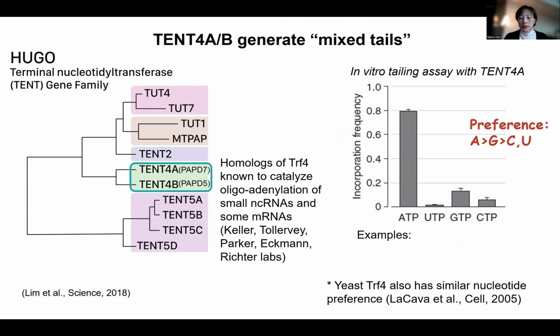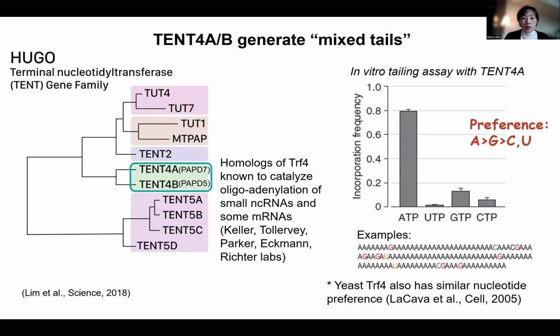So what happens is that these enzymes extend the poly A tail with some occasional non-adenosine residues at random positions like this. So from this, we learned that what TENT4 does is not simply guanylation. It's actually making a poly A tail with mixed sequences. So we renamed this process as mixed tailing.